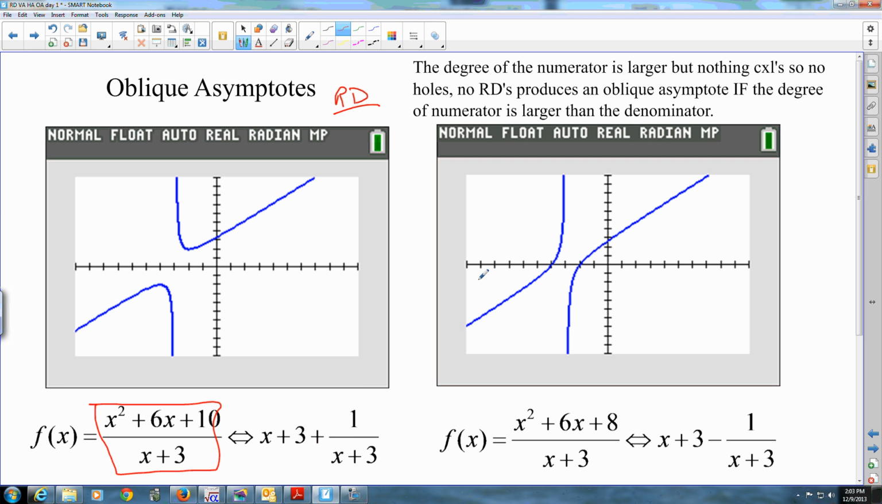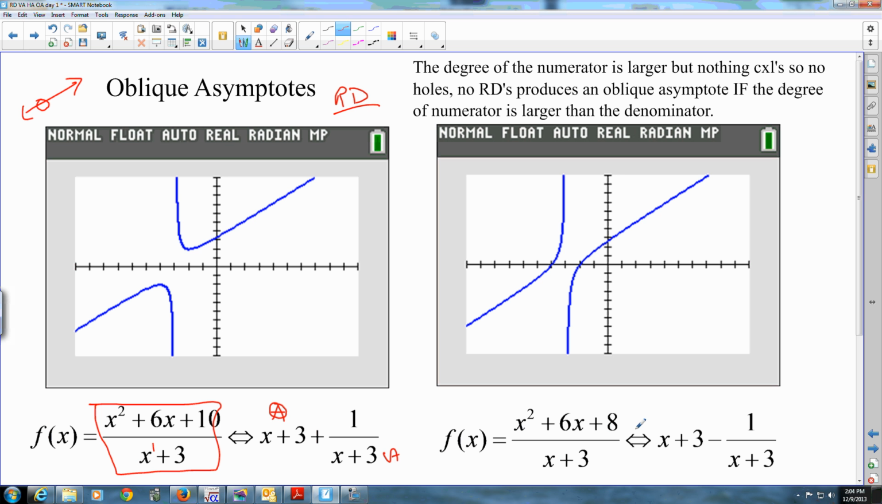Okay? Notice the degree of the numerator is still bigger than the denominator. This is still true. If something cancels, you get a line with a hole in it. If something doesn't cancel, this is what you're going to get. This is going to be an oblique asymptote, and this is going to create a vertical asymptote.